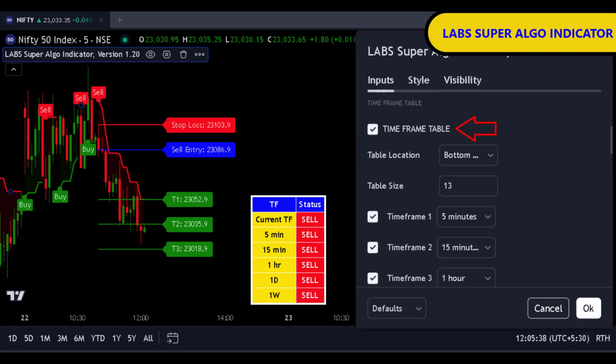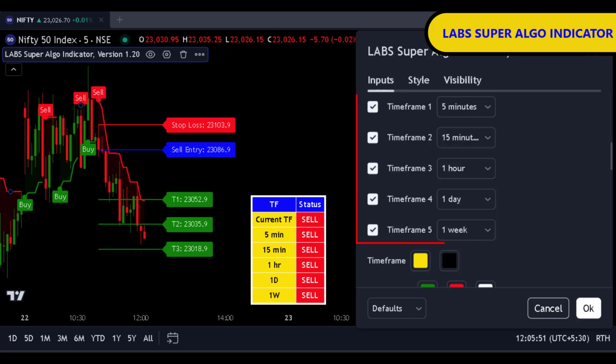You can turn the table on or off using this checkbox. From here, you can adjust the position of the table on the chart. From here, you can adjust the size of the table. From here, you can modify the time frames that are displayed in the table.